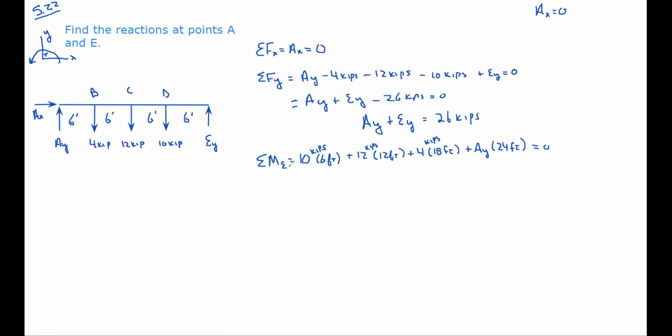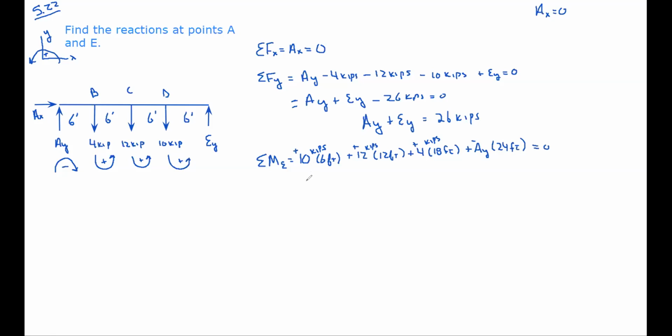Let's go back and grab the directions real quick. If I'm taking a moment about point E, point D causes a counterclockwise rotation. Point C causes a counterclockwise rotation. Point B causes a counterclockwise rotation. The point AY is a clockwise rotation for a moment about point E. So positive, positive, positive, and negative.